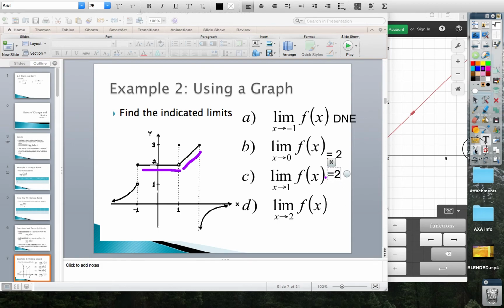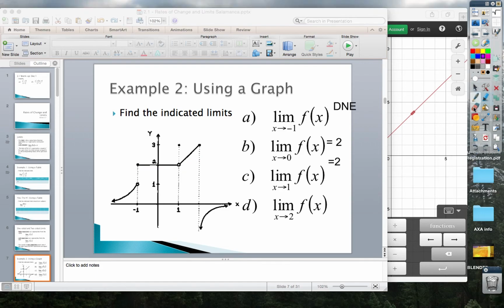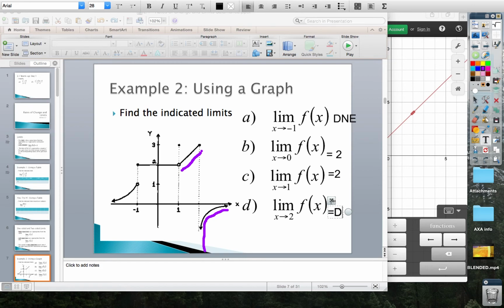Finally, let's take a look at part D. Part D says the limit as x approaches 2 of f of x. So as x is approaching 2 from the left side, you'll notice that the y value is getting towards 3. As x is approaching 2 from the positive side, you'll notice that it continues to go down towards negative infinity. So because they're not the same exact number, part D does not have a limit.